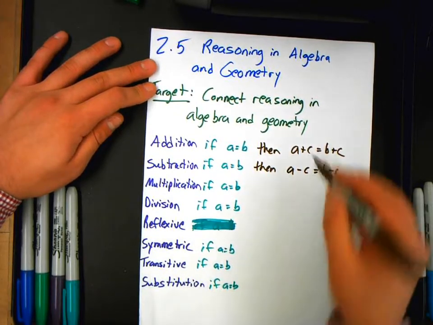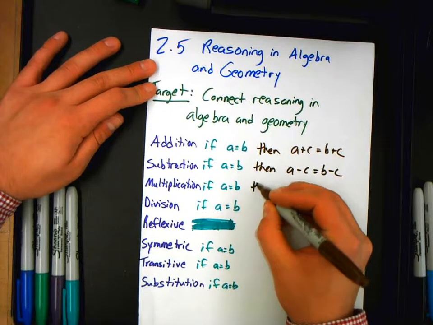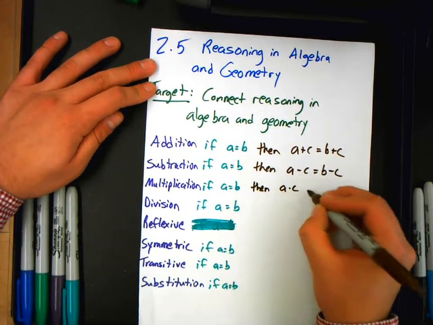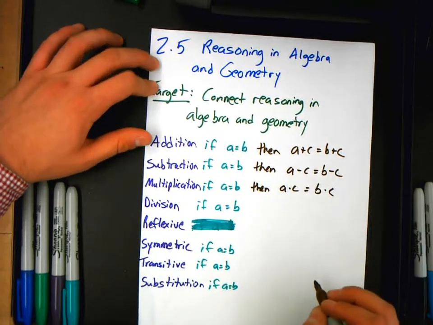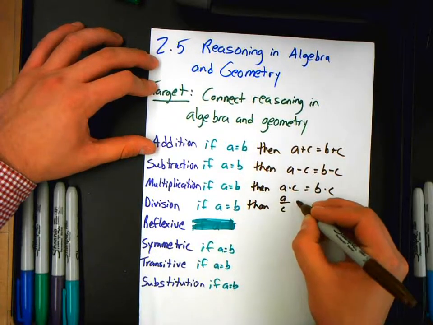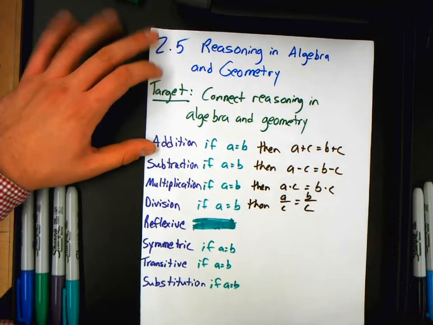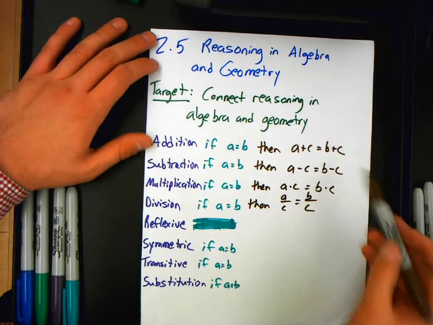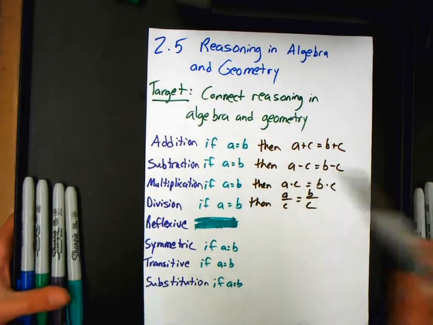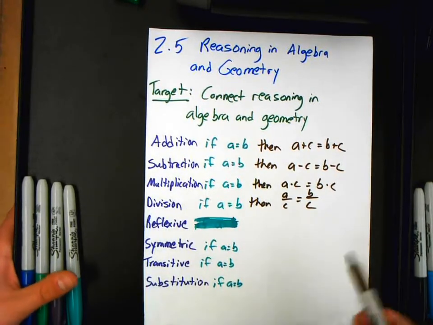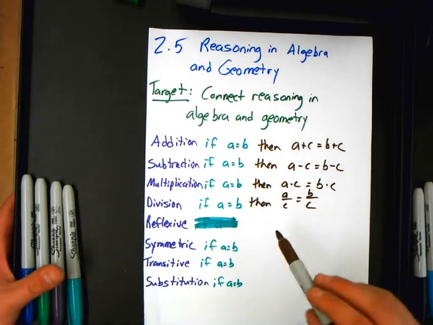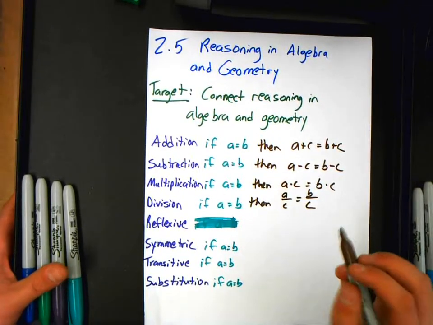Multiplication is the exact same thing as addition and subtraction, except we're multiplying. So if A is equal to B, then I can say that A times C is equal to B times C. And lastly, division is the exact same way. A divided by C is equal to B divided by C. So all of these properties, the first four at least, you're taking C and you're applying addition, subtraction, multiplication, or division onto both sides of your equation, left and right.